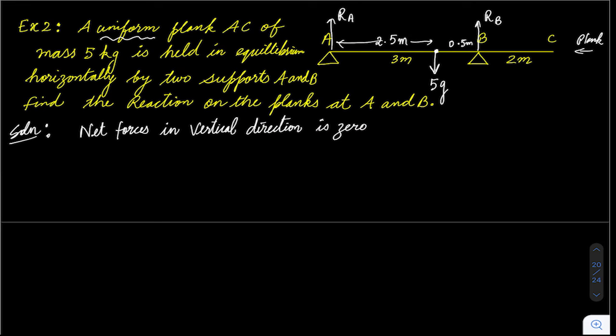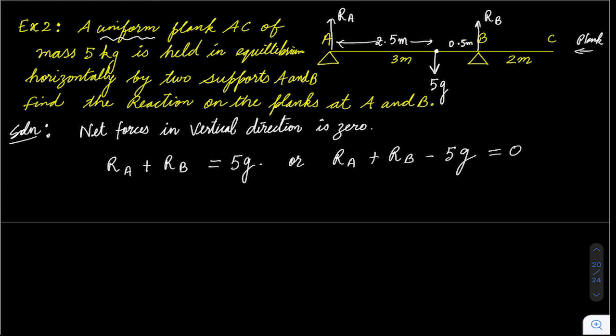So therefore, we can say that RA plus RB will be equal to 5g. I think you must have done this a lot in forces and motion. So it's the same thing, right? Upward force is equal to downward forces, or net force is 0.